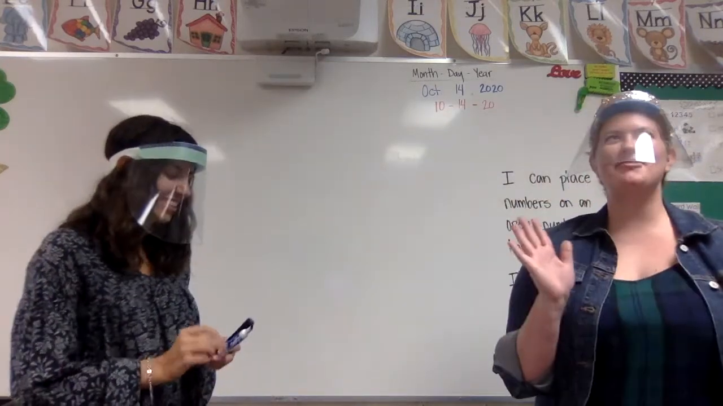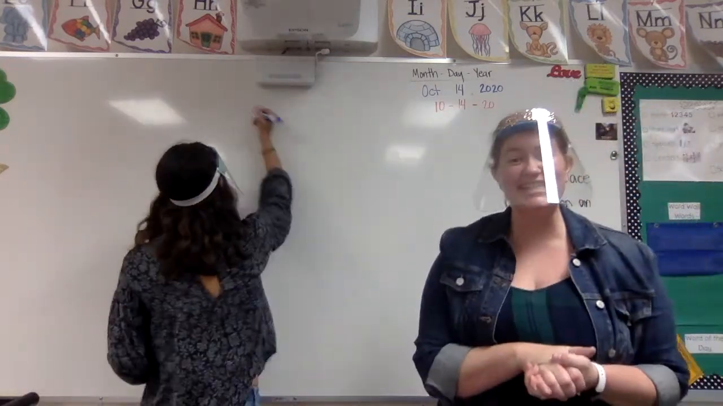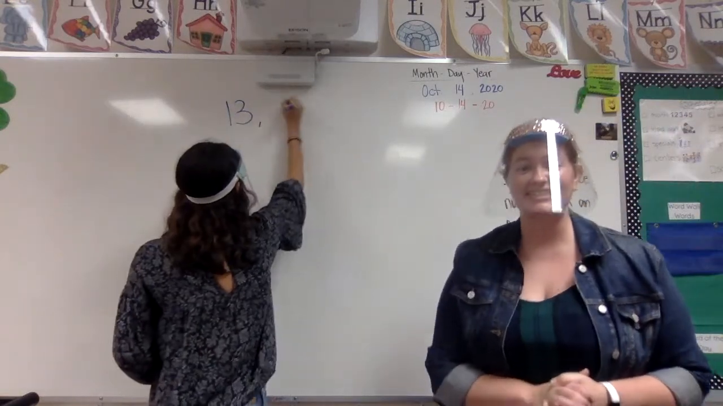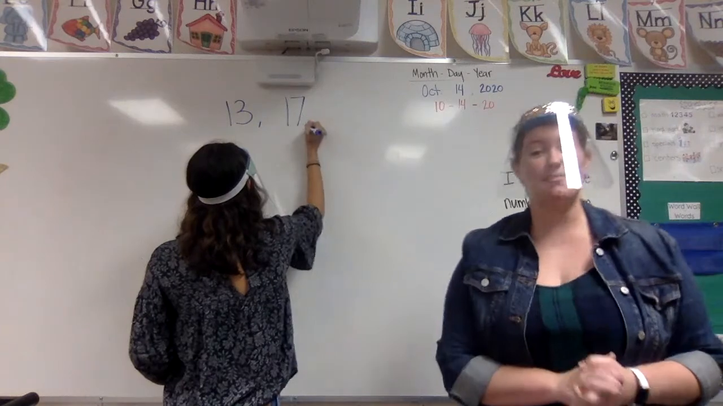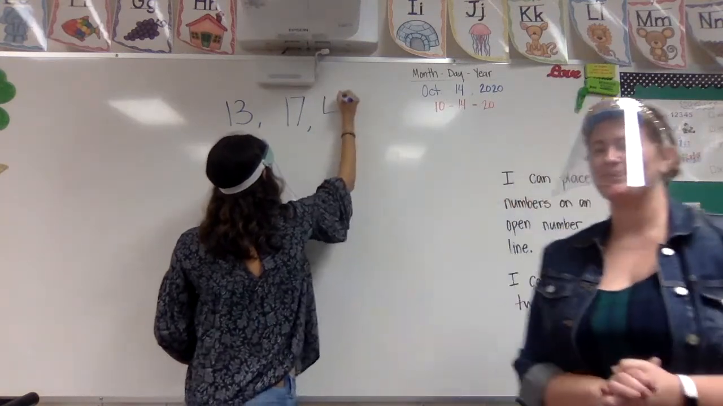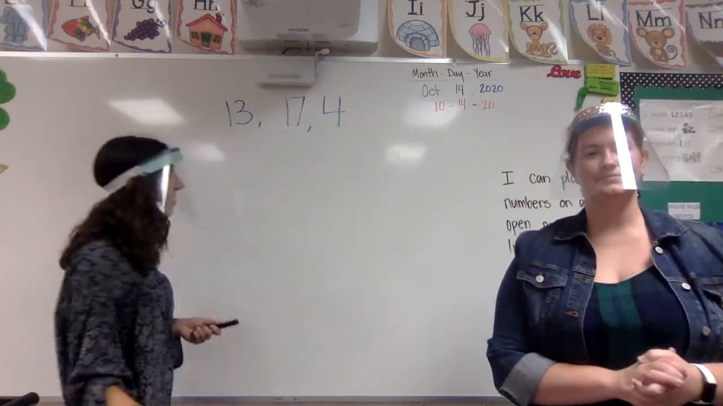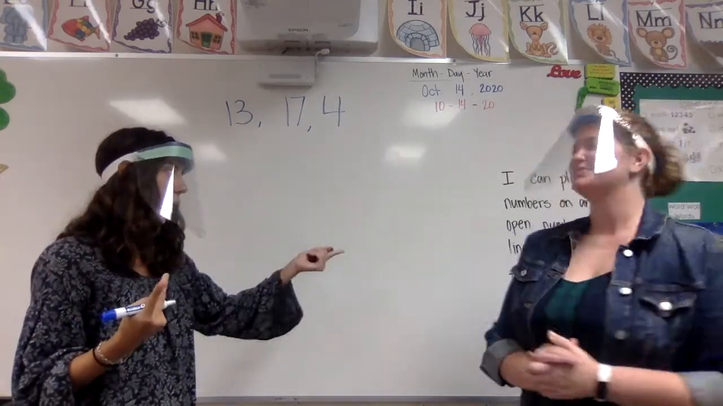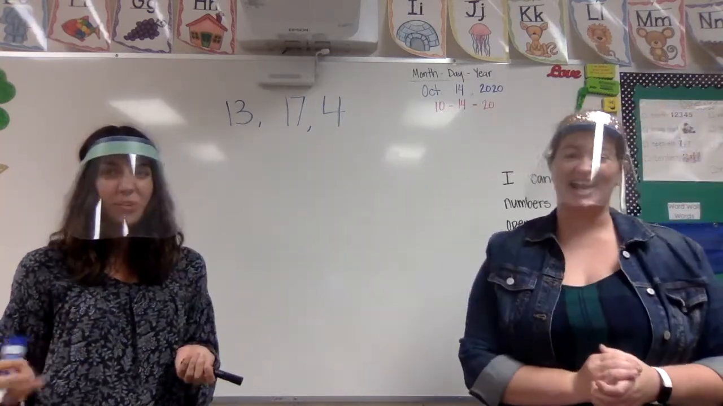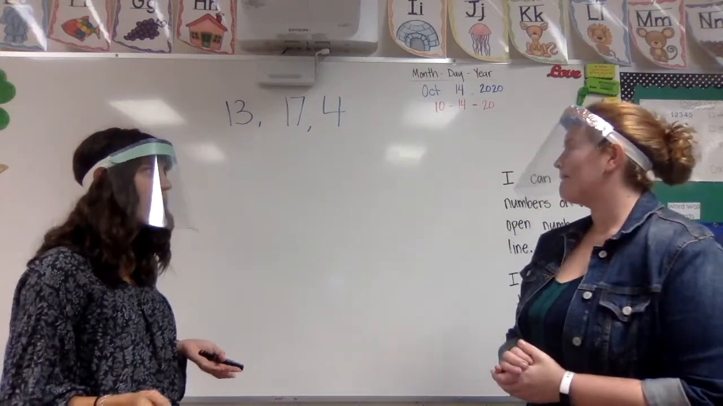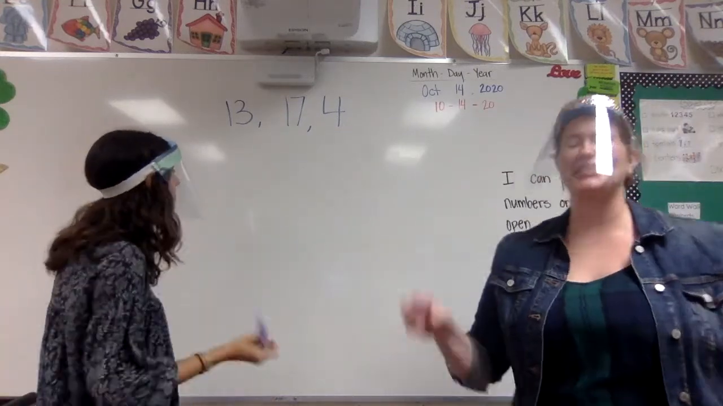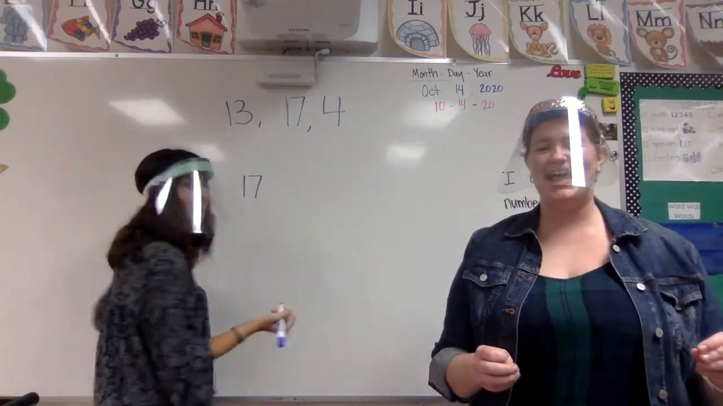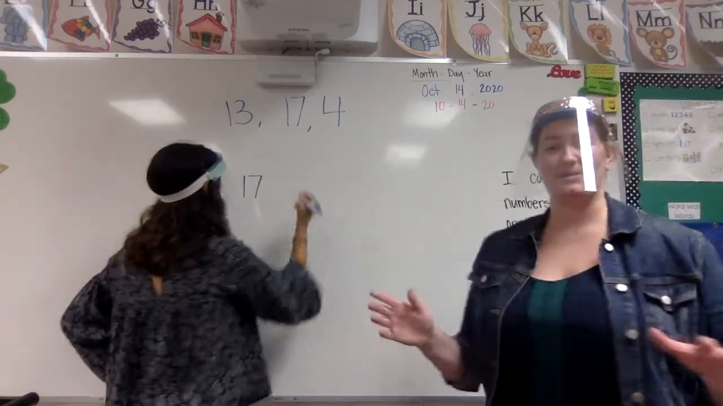All right, Miss Lestico, I think I'm ready for one. Okay, I want you to do the numbers 13, 17, and number 4. Okay, well, of course, I have to pick 2 of these numbers to compare because we're working on using our comparison symbols. Which 2 should I use, Miss Lestico? Do number 17. I love that number so much. Do number 17 and, how about number 4?